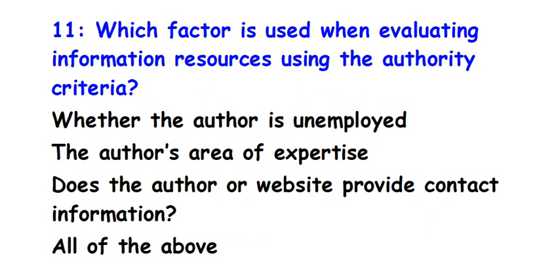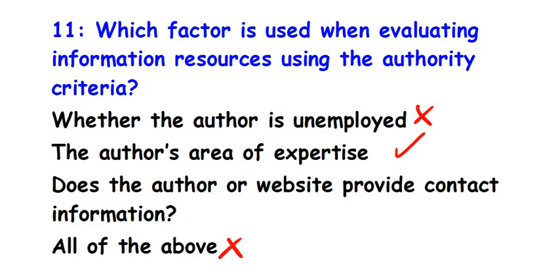Question number 11. Which factor is used when evaluating information resources using the authority criteria? Okay, authority criteria. So which factor is used when evaluating information resources using the authority criteria? Whether the author is unemployed, okay, this is not correct. The author's area of expertise, this might be one of the answers. Does the author or website provide contact information? All of the above. Okay, let's analyze this too.